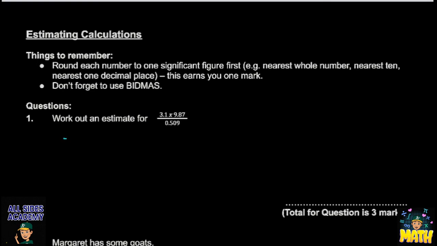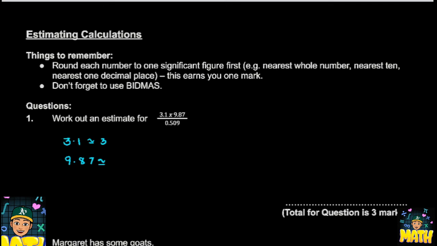Estimating calculations. So here we are told to round these numbers to one significant figure. So 3.1 is rounded to 3. 9.87 to one significant figure, so we take note of the 8. It rounds the 9 up by 1, so we'll have that written as 10.